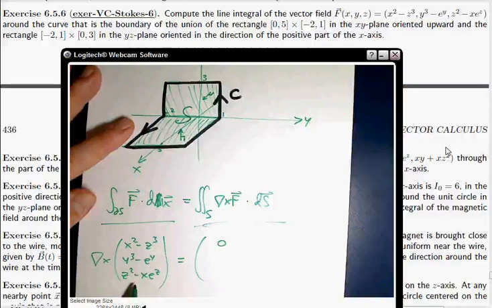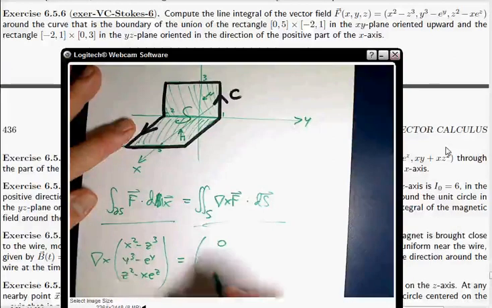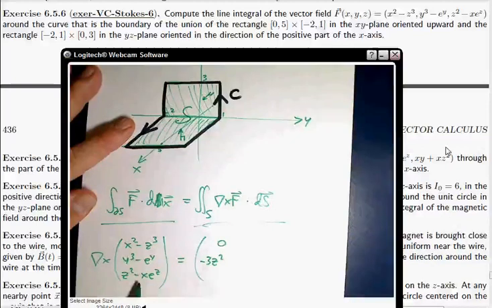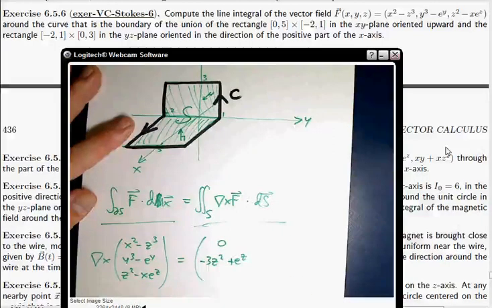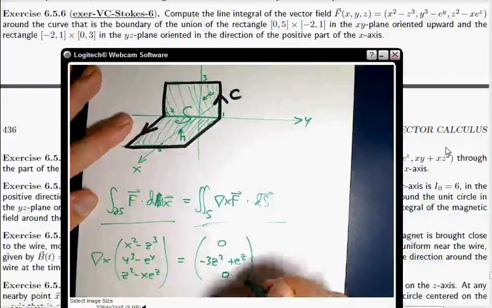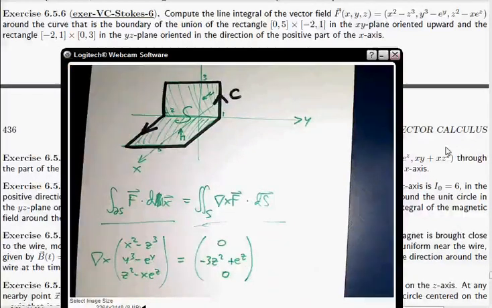Excuse me, sorry, I said that wrong. The z partial of this, which is, let me write this down, minus 3z squared, and then minus the x partial of that, which would be then plus e to the z. And finally, the last component is the x partial of that, which is clearly 0, minus the y partial of that, which is clearly 0. So I get 0 there.